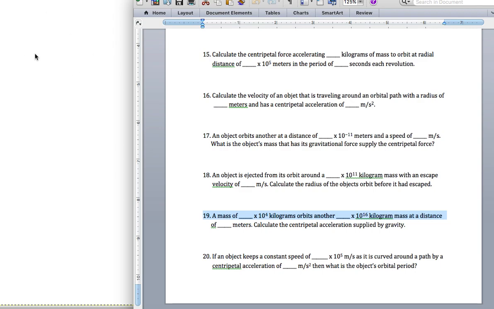Okay, so the mass of blank times 10 to the 4 kilograms orbits another. So we're going to say mass 1 is the one that's in orbit, blank times 10 to the 4. Let's just say 3.2 times 10 to the 4 kilograms. That orbits another mass, so mass 2.